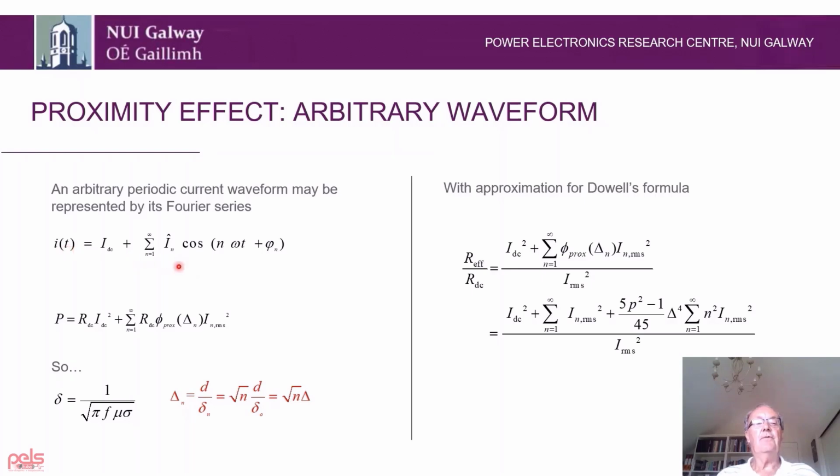So here's our Fourier series. We have a DC current and we have harmonic components here. And the power loss then is related to the DC current and each of the harmonics. And we can apply Dowell's formula individually to each one of these harmonics. And without getting into any great detail, we can use our approximation, and we have a nice clean formula here that's related to, again, the number of layers or turns in our winding and the RMS value of each of the harmonic currents.